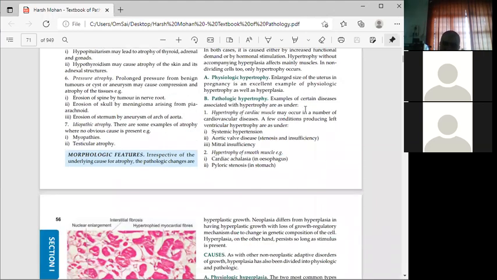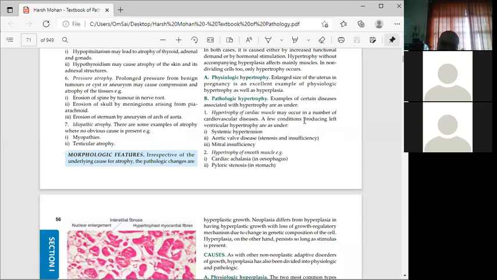Then physiologic hypertrophy. The enlarged size of the uterus in pregnancy is an excellent example of physiologic hypertrophy as well as hyperplasia.